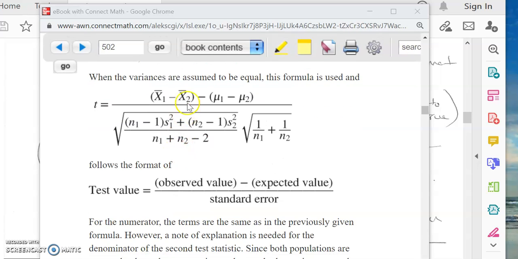right here, when the variances are assumed to be equal. In our problems, we're assuming that they're not equal. If we assume that they are equal, or if you have reason to believe that they are equal, then we use a slightly different formula. Okay, so it's no big deal. They're just formulas. You just plug them into your calculator.